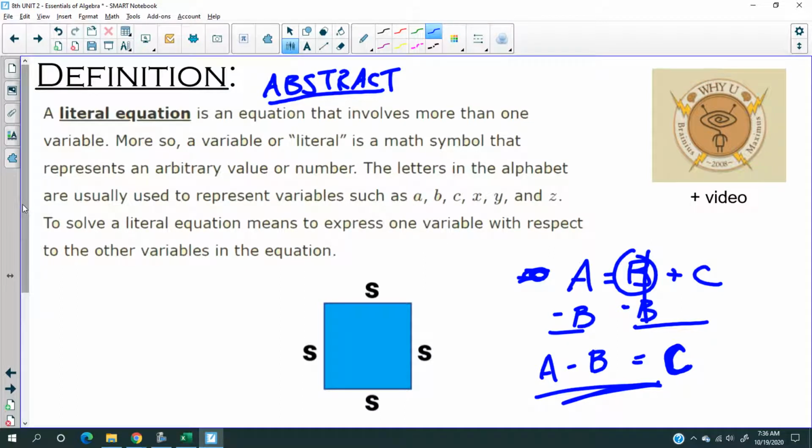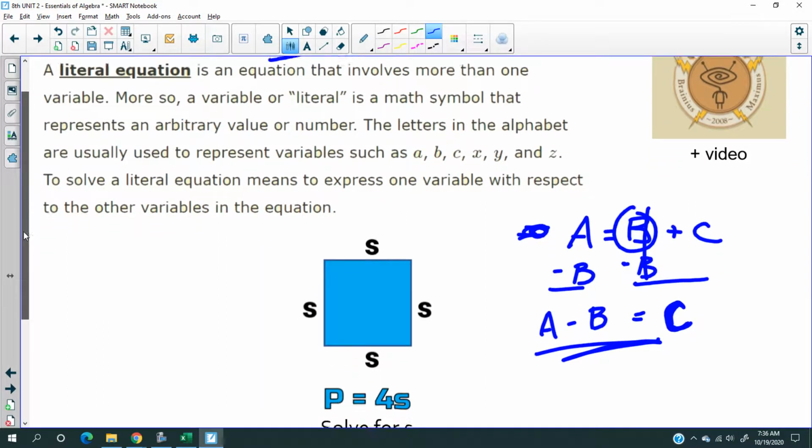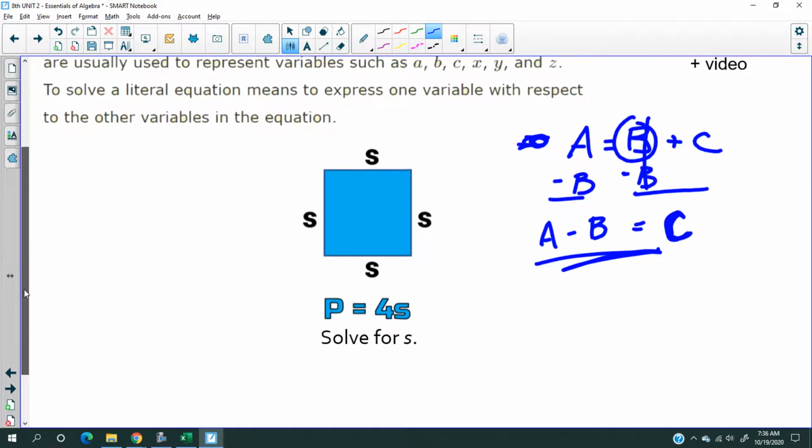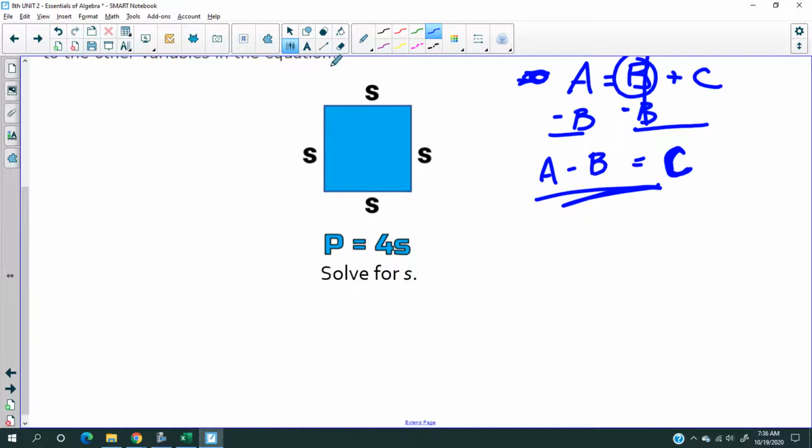Now, let's look at an example. All right, so here we have a square, right? And let's say the perimeter is 4 times the side. No, it's not let's say, it is, right? So the perimeter is 4 times the side. So if I were to tell you, hey, if I were to solve for the variable s, what would that look like? Okay, I can't even write right now. Hold on.